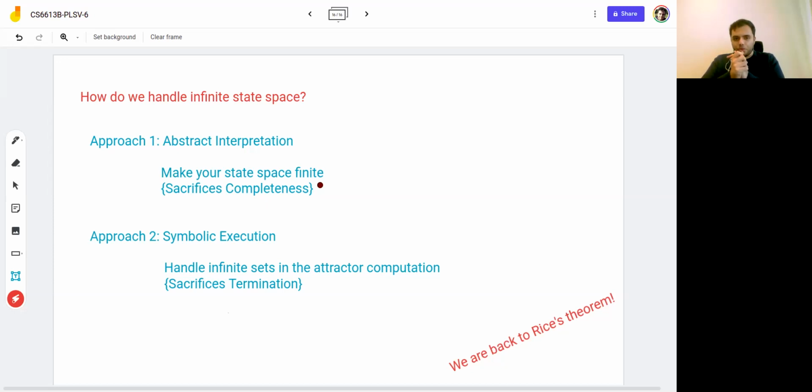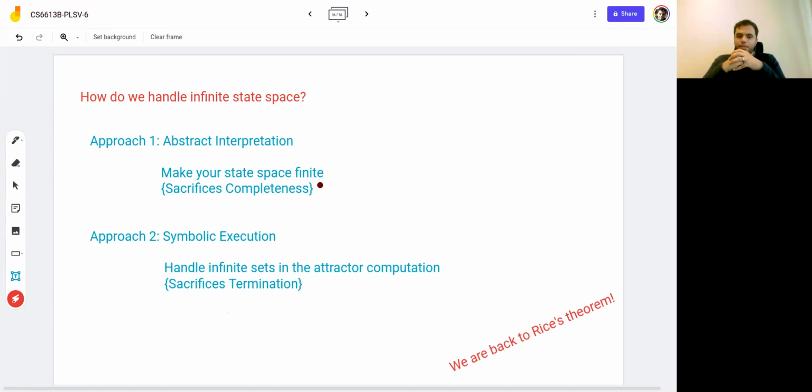But there are two ways of handling infinite state space or large state space in general. Because there is also the case where your variables are finite, for example 64-bit integers. That's finite, but it's just too large, and you can't even create the graph, right?